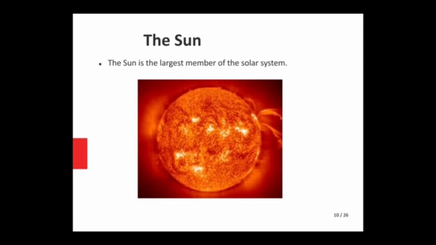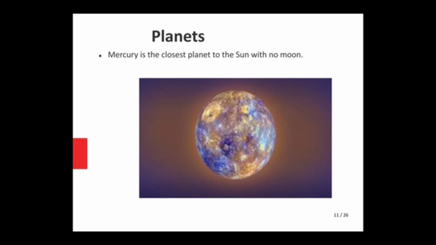It is about 150 million kilometers away from the Earth. The temperature of the Sun is very high. It is about 6000 degrees Celsius. The Sun is made up of hot gases, and all the planets and their satellites shine because they reflect sunlight. Now let's learn about the planets which revolve around the Sun.